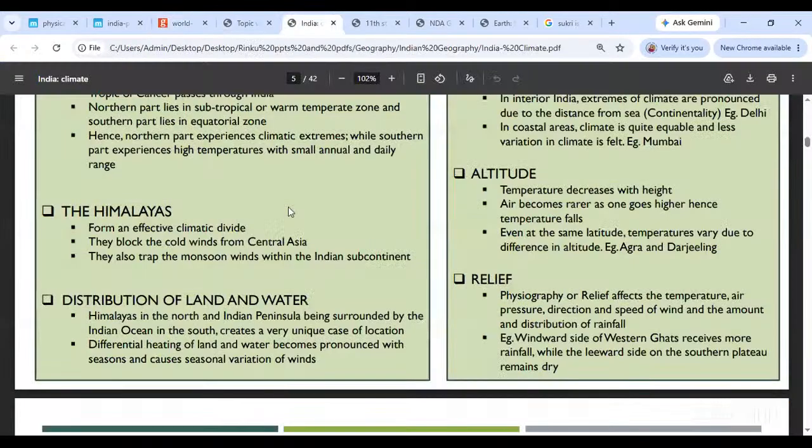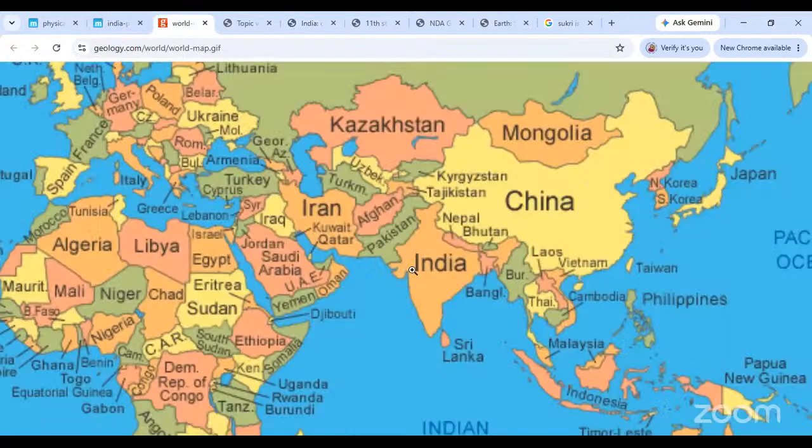Because of that, you will see differential heating of land and water, and that becomes very pronounced during seasons, and it causes seasonal variation of winds. Essentially, what I'm saying is that since there is an entire landmass, let's imagine what happens over here in summer. If this is an entire landmass, clearly this area is going to get heated up very quickly, okay. And since it is surrounded by land also, that entire place, the temperatures are going to rise very quickly. What happens to the pressure when temperature rises? The pressure falls, okay. So this will be a low pressure region over here, okay.